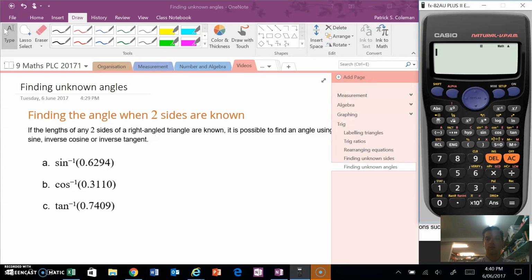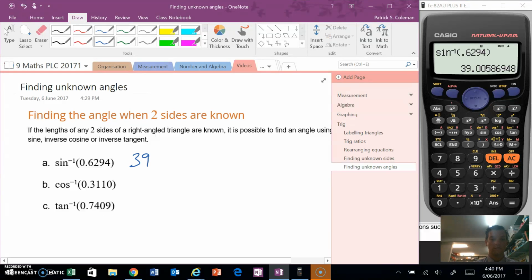So to do inverse sine on the Casio calculator, you press Shift, Sine, and you can see that brings up the inverse sine function, and then we can just punch the number into the calculator, 0.6294, close bracket. Now when we get these values, we're going to evaluate them to two decimal places. So we've got 39.01 degrees.